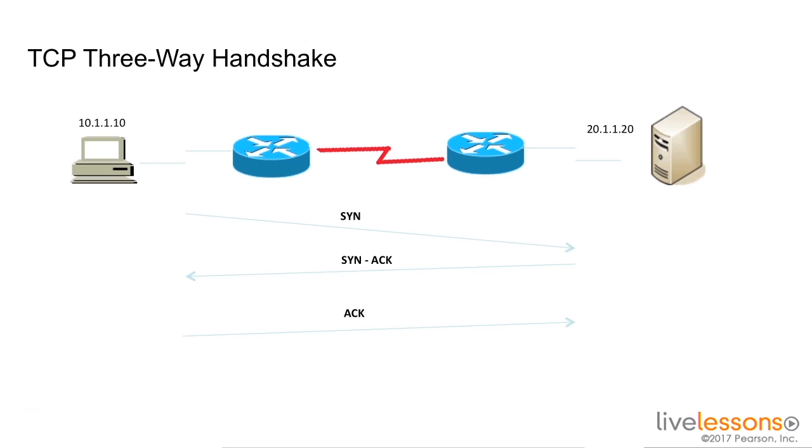In steps 1 and 2, we establish the connection parameter for one direction and it is acknowledged. In steps 2 and 3, we establish the connection parameter for the other direction and it is acknowledged. With these, a full duplex communication is established.